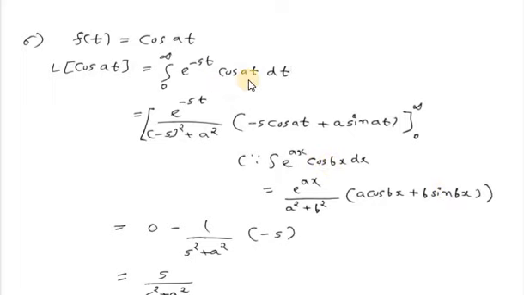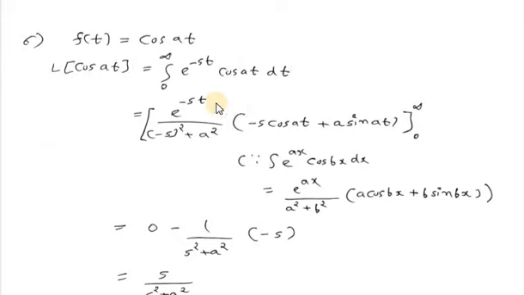Now to integrate this function, we just have to replace a by minus s and b by a. So it will become e raised to minus st over minus s square plus a square. Then a is minus s and b is a, so it will become minus s cos at, then plus, replacing b by a, it will become a sine at, and the limit is from 0 to infinity.